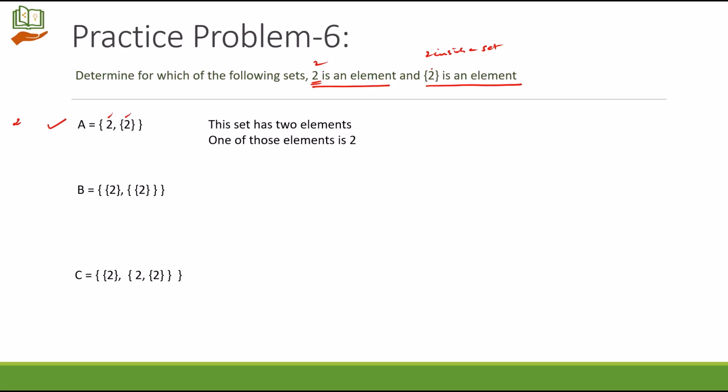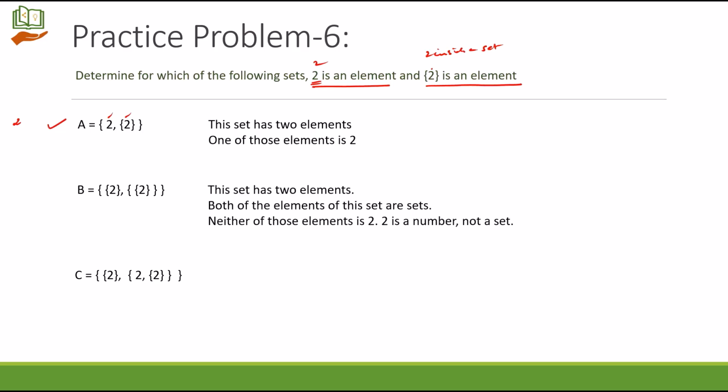What about B? You don't have 2 here. Both of the elements of this set are sets because it is given with curly braces. Neither of those elements is 2. 2 is actually a number. It is not a set. So 2 is not present in B.